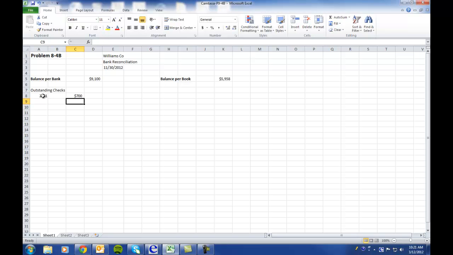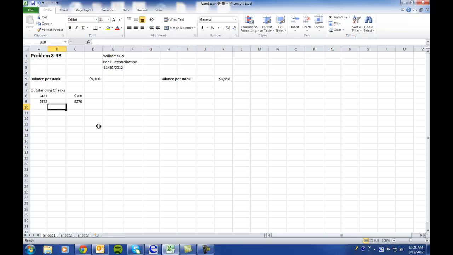for $700. Then we keep going down this list, and we see check 2470 has been cleared on the bank statement, so we don't need to include that. Check 2471 has also been included. We don't need to incorporate that one. Check 2472 does not appear to be listed on the bank statement, therefore we need to add it. And that's for $270. Then we look, check 2474 for $578 has been included, so we don't need to include that.